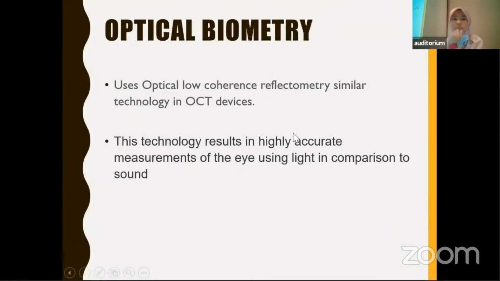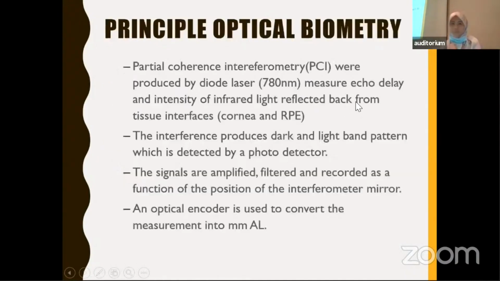Optical biometry uses optical low coherence reflectometry, similar technology to OCT devices. This technology results in highly accurate measurement of the eye using light in comparison to sound. Principle of optical biometry: partial coherence interferometry produced by a diode laser measures the echo delay and intensity of infrared light reflected back from the tissue interfaces. The interferometer produces a dark and light band pattern, which is detected by a photodetector. The signals are amplified, filtered, and recorded as a function of the position of the interferometer mirror. An optical encoder is used to convert the measurement into millimeters, as you learn.